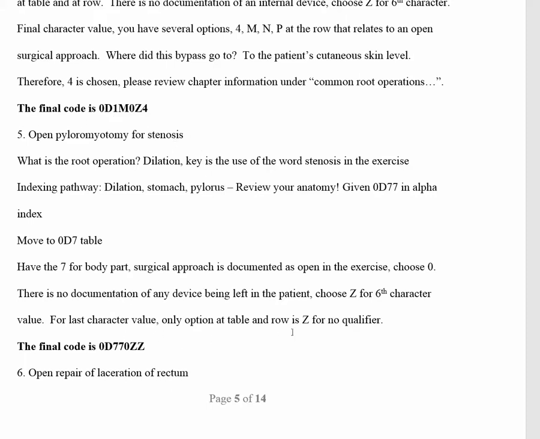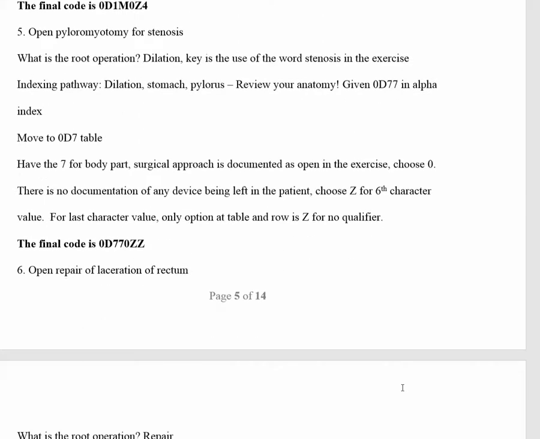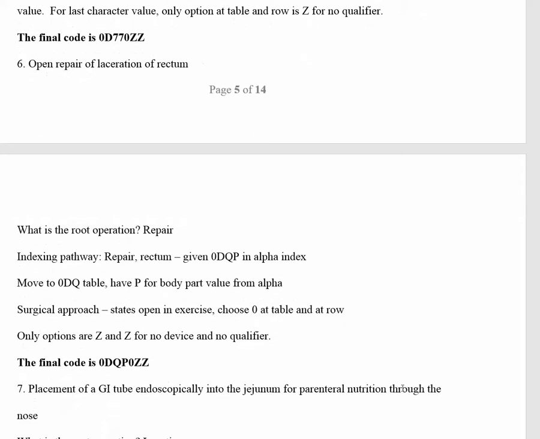The last character value is qualifier at that particular row, 0D7 table. In that particular row, you have only one option, which is Z. Your final code for an open pyloromyotomy for stenosis is 0D770ZZ. Pyloromyotomy. A little bit of a tongue twister tonight.